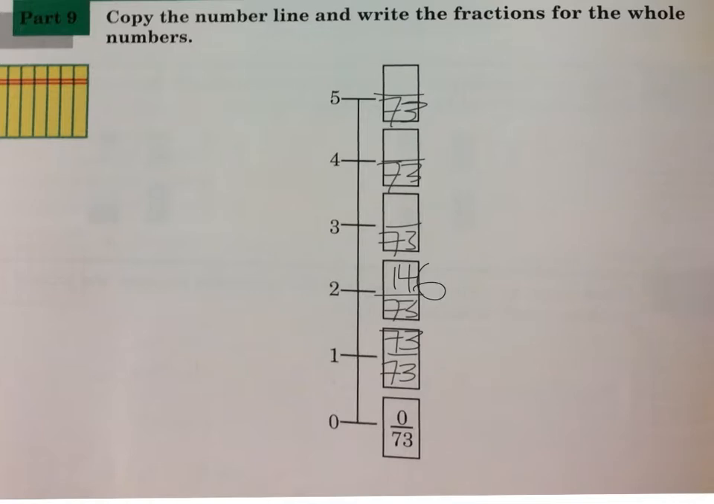For this number it is 219. And for 4, you should have 292. Oops, that's a 2. And the top is 365. So pause, make sure that you have the correct information written down, and then we'll move on to part 10.